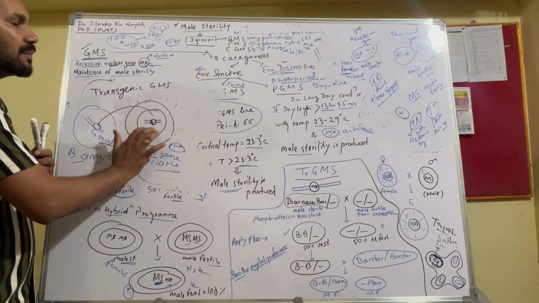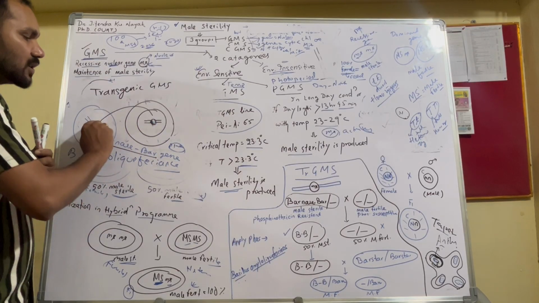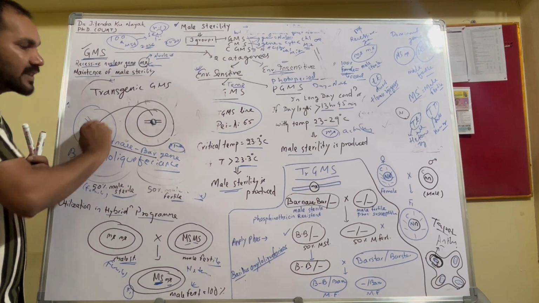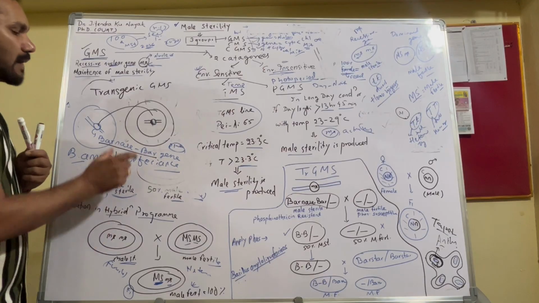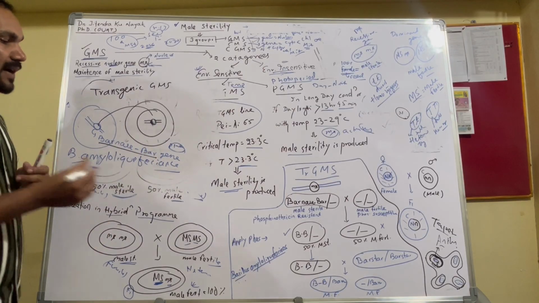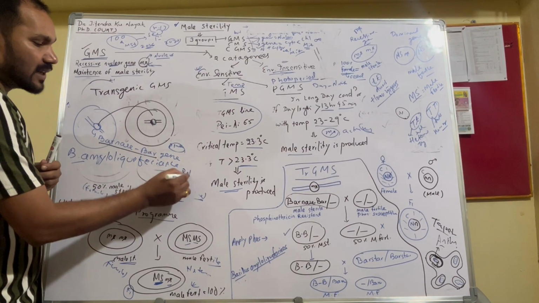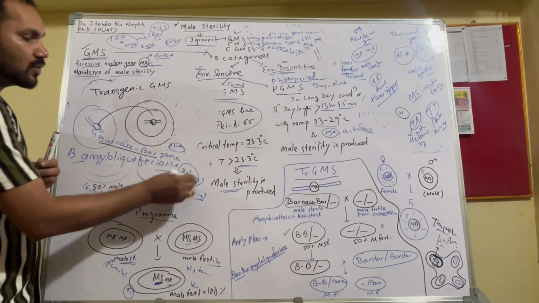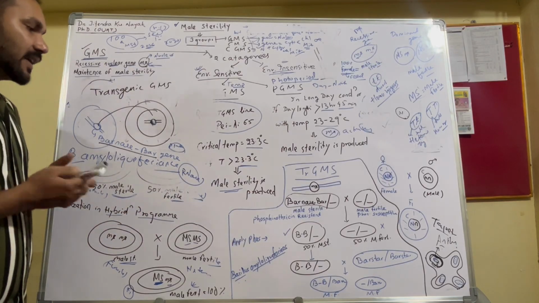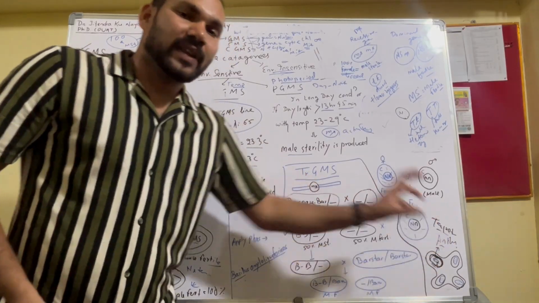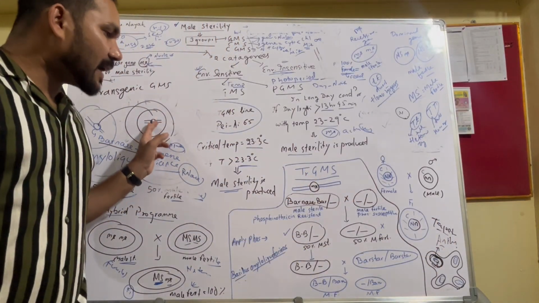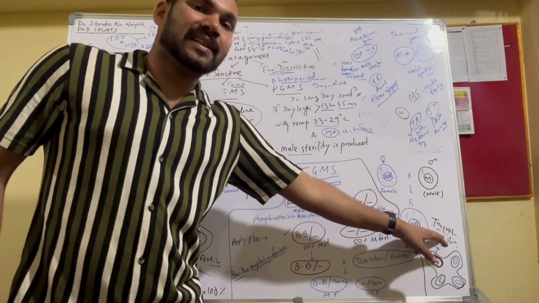So now the plant becomes transgenic because you are transferring this gene from bacteria to your plant nucleus gene. So now what is the role of the barnase gene? This barnase gene will produce one RNase enzyme, which will break down the RNA and affect the function of the tapetum cell. It will stop the function of the tapetum cell.